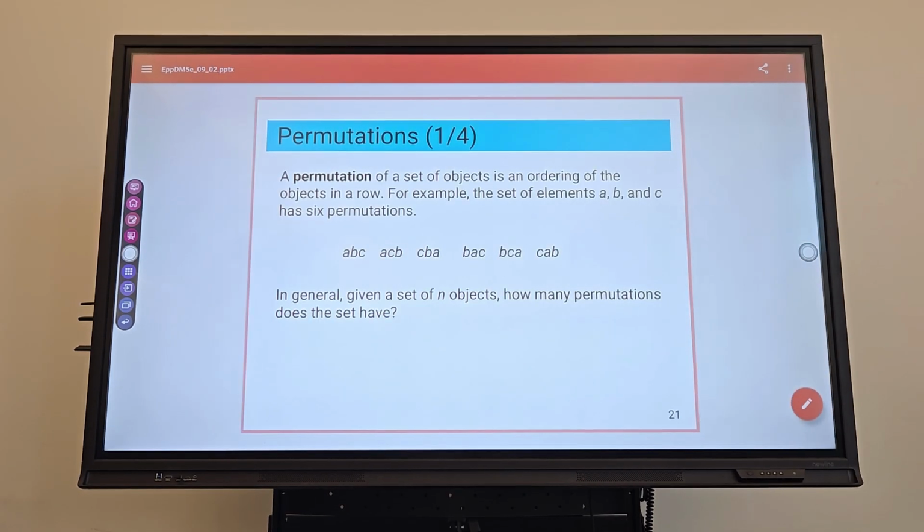Permutations. A permutation of a set of objects is an ordering of the objects in a row. For example, the set of the elements A, B, and C has 6 permutations. In general, given a set of n objects, how many permutations does the set have?